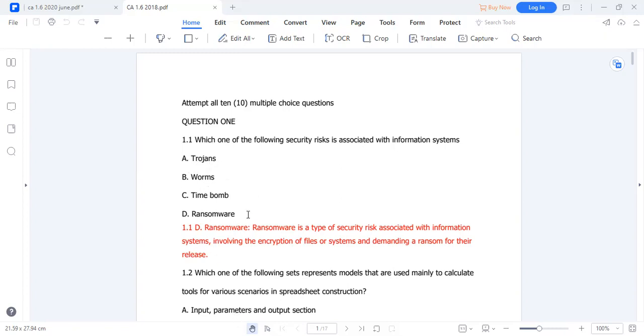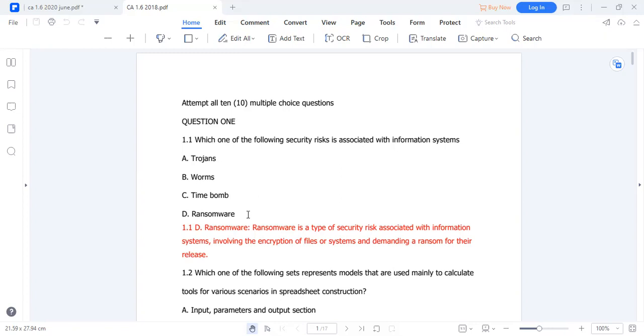A Trojan is simply a shortcut for Trojan horses. It's a malicious software that appears to be legitimate or harmless, but in reality, it contains malicious functionalities. So a Trojan is simply a malware. What is a worm? A worm is a self-replicating malware which is spread independently in the computer networks with the aim of disrupting, replicating, and spreading the virus. A time bomb is simply a type of malicious software or code which is set to activate or execute at a specific date and time.